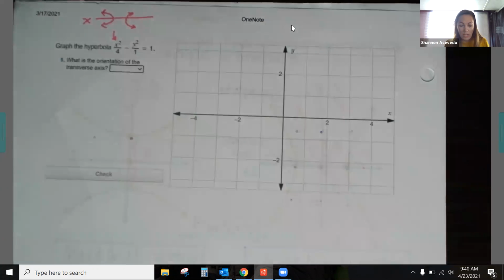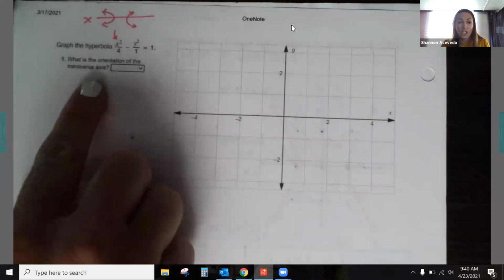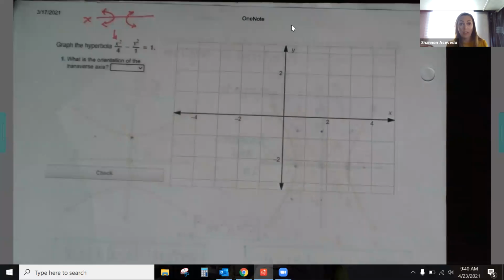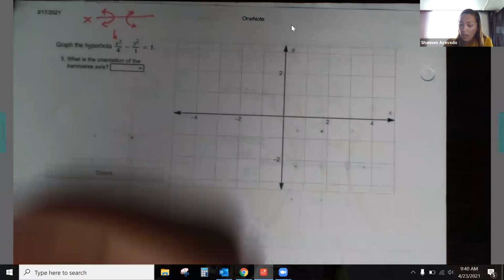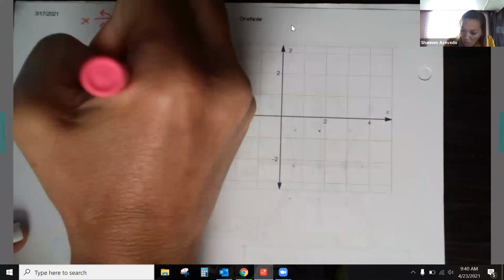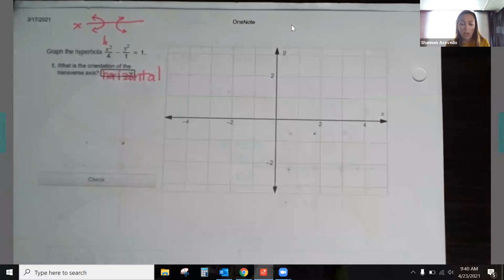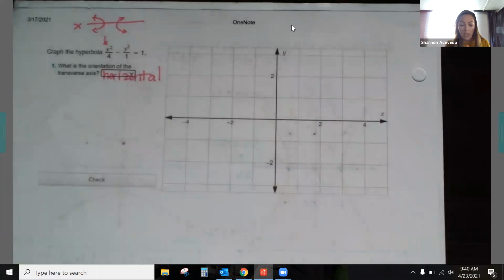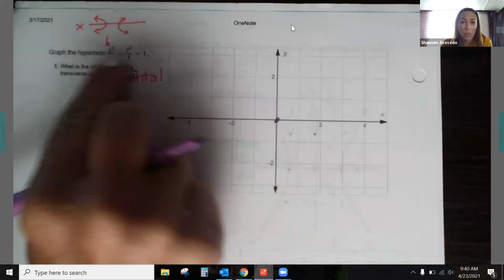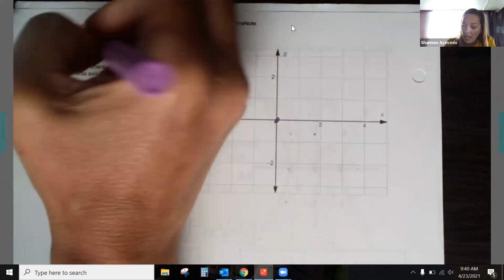Okay, so what else do I know? It says, what is the orientation of the transverse axis? Since it's going to open left and right, the orientation is going to be horizontal. And this one goes through different steps, so I'm just going to work it out with you guys. First thing is I know that my origin, all these are going to be at 0, 0 because there's nothing with my X or my Y. So that's where I'm going to start.